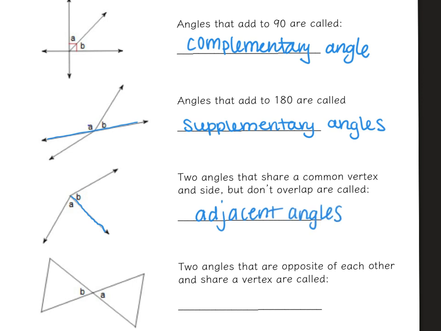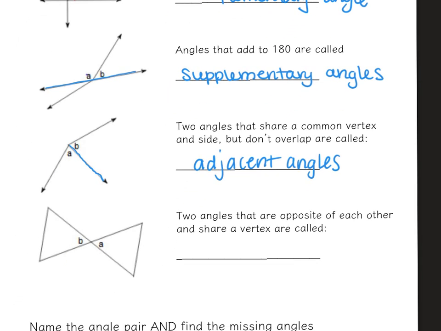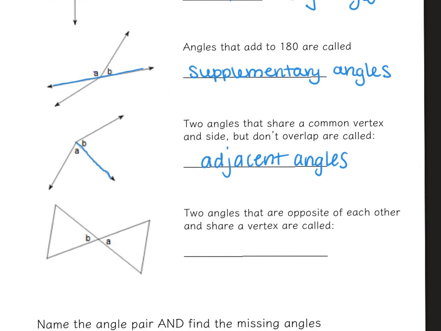And lastly, angles that are opposite of each other and they share a vertex, like A and B here, are called vertical angles. So one special thing you should know about vertical angles is that they are always congruent.